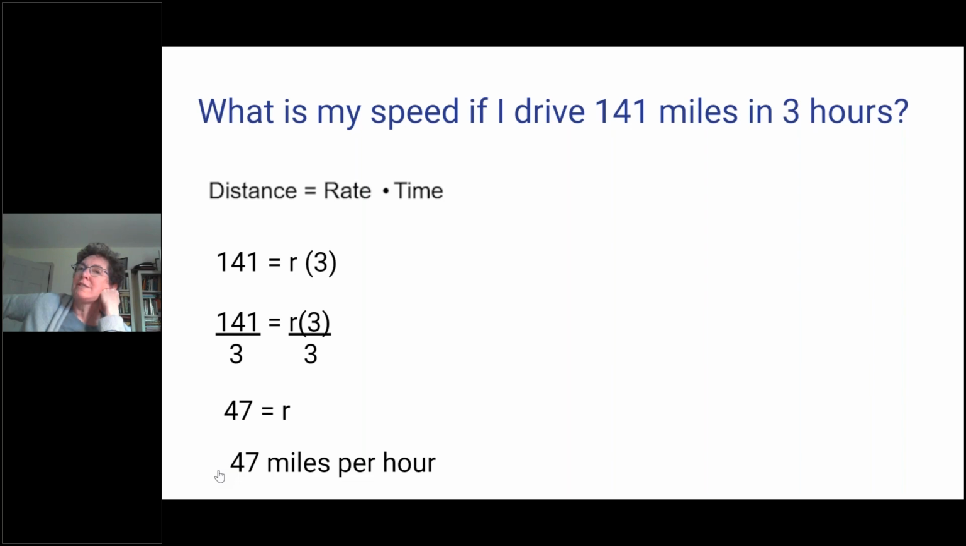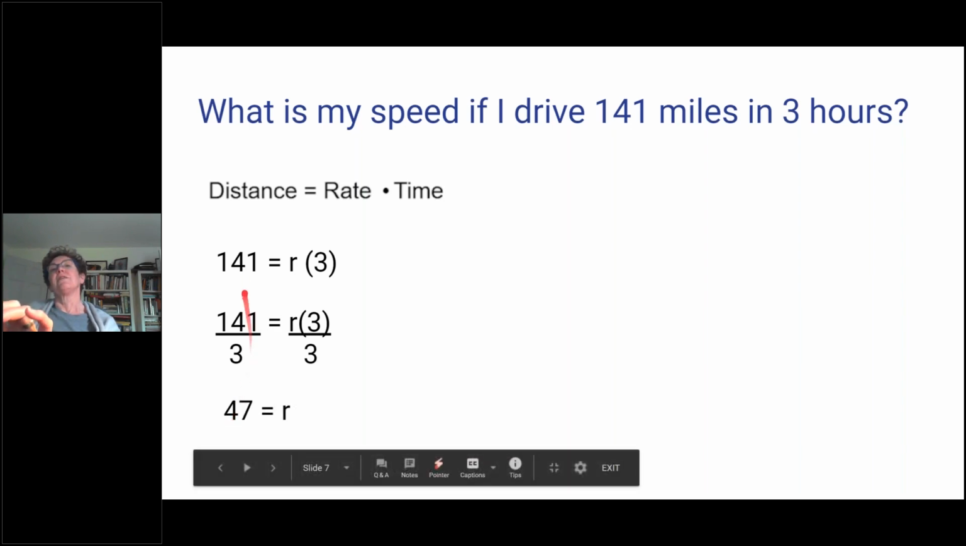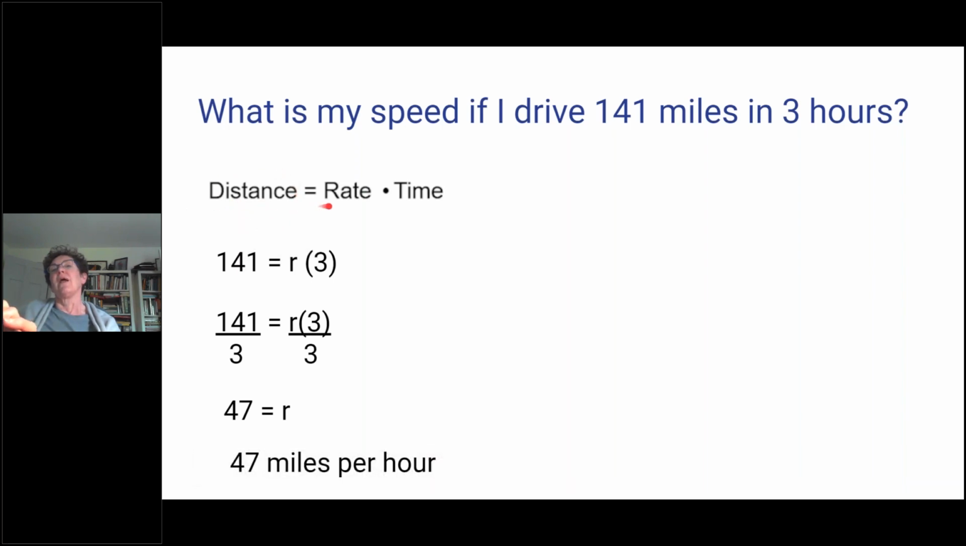These are all distance problems. Notice that each time we were finding one of these components, and it is the same process. We're either going to multiply rate times time to find the distance, or we're going to divide distance by rate to find the time, or we're going to divide distance by time to find the rate.